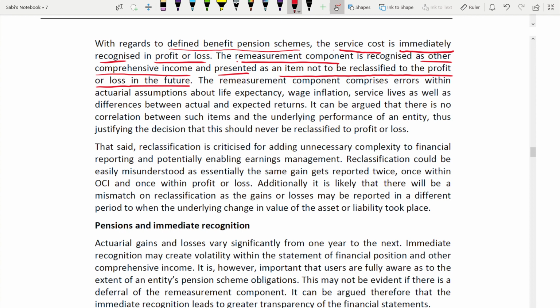The remeasurement component comprises errors within actuarial assumptions, right? Error could be there within actuarial assumptions. These are assumptions which we are using, so errors could be there about life expectancy. When we are calculating those, aren't we assuming the life expectancy, that 60 years, 50 years? Because we have to give pension, no? Then wage inflation, we are assuming how much the wage will inflate. Service lives, how long they are going to stay in the service, as well as the difference between actual and expected returns. Even the actual and expected returns might be different.